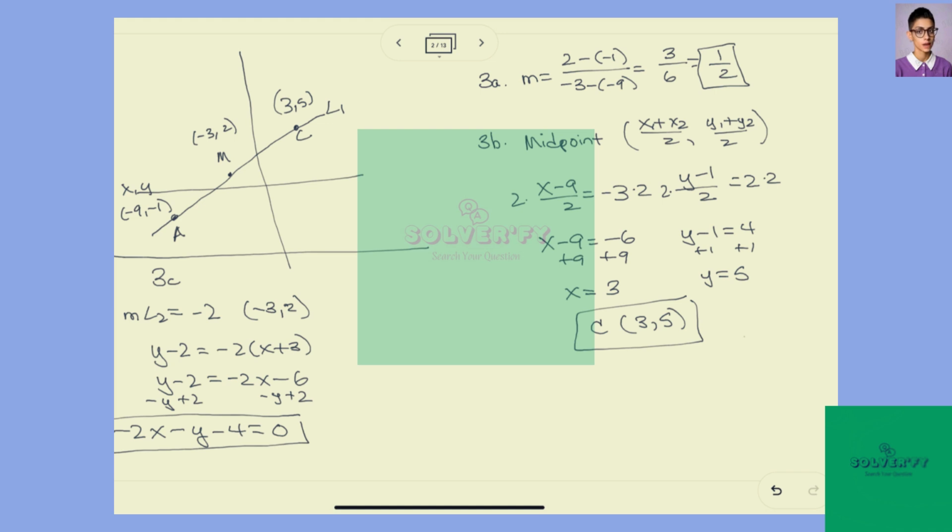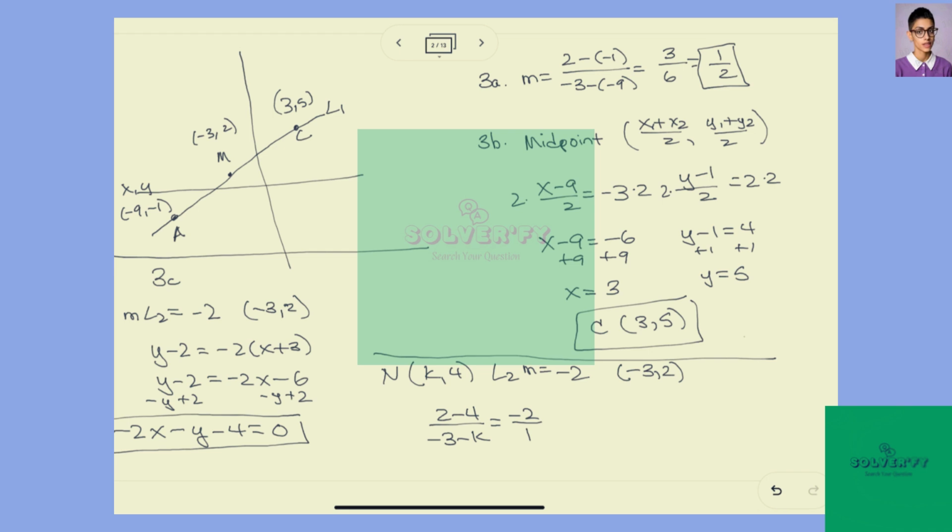I'm told that the point N has coordinates (k, 4), and it's on L2. So I know what the slope is for L2. The slope is -2. And I know that another point on that line is the midpoint, (-3, 2). So I'm going to use the slope formula, 2 minus 4, change in y, over change in x, -3 minus k, and I'm going to set that equal to -2 over 1.